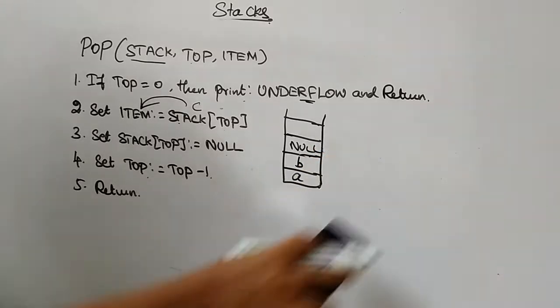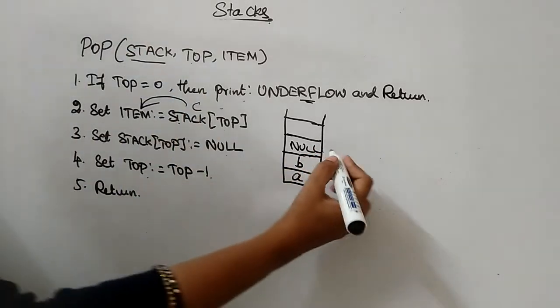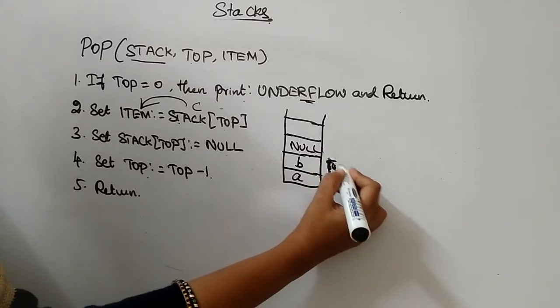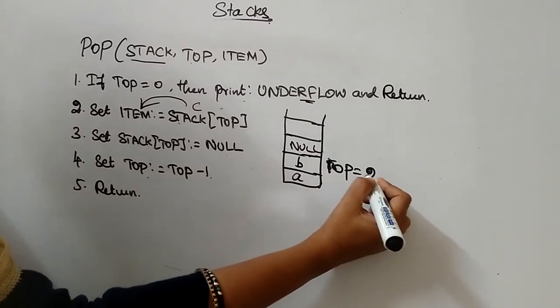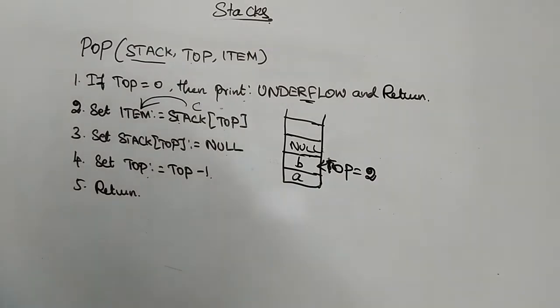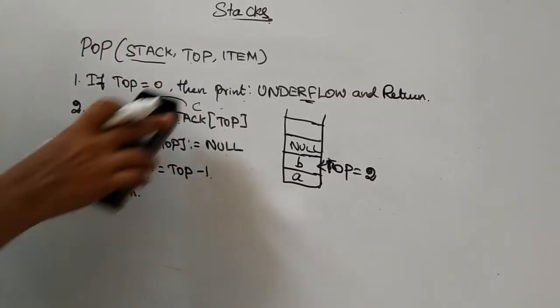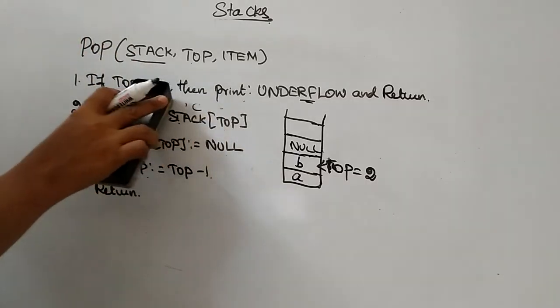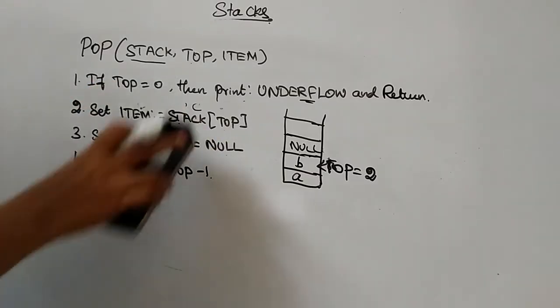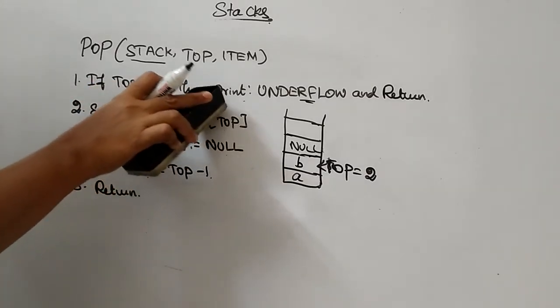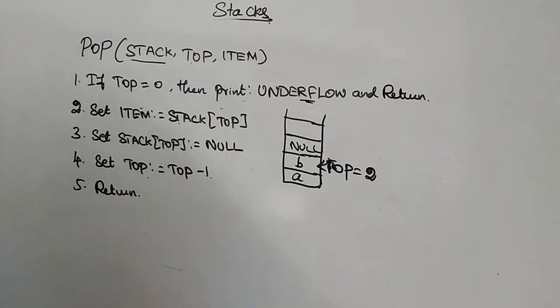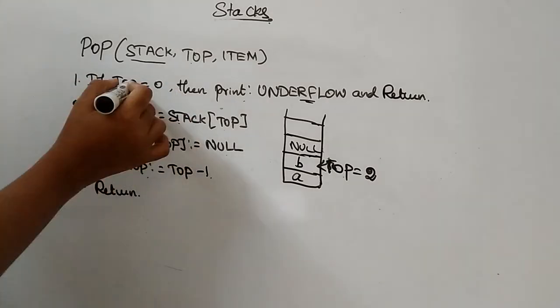After popping out the element, since we are decrementing, the value of top is equal to 2, and then return. In case I call the procedure pop again, it will again check the condition whether top is equal to 0 or not, but here the top value is equal to 2. That's why the condition fails.